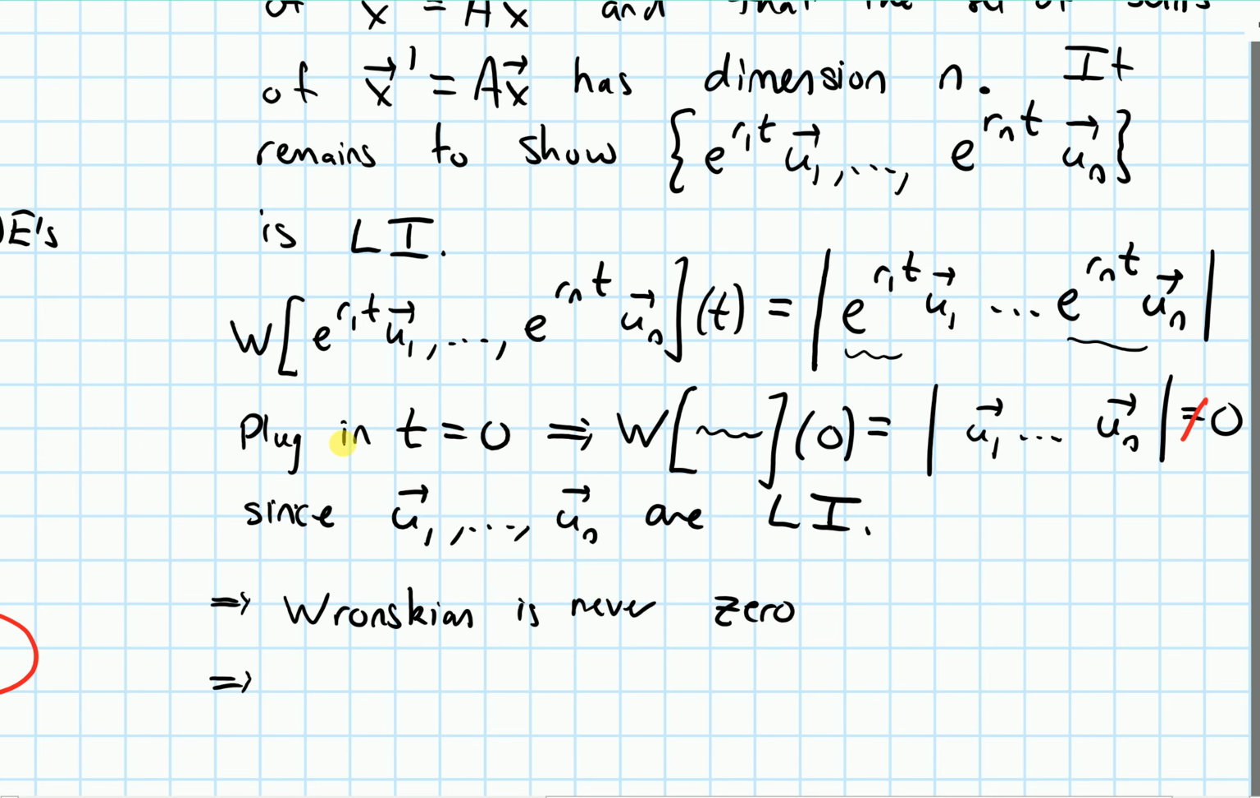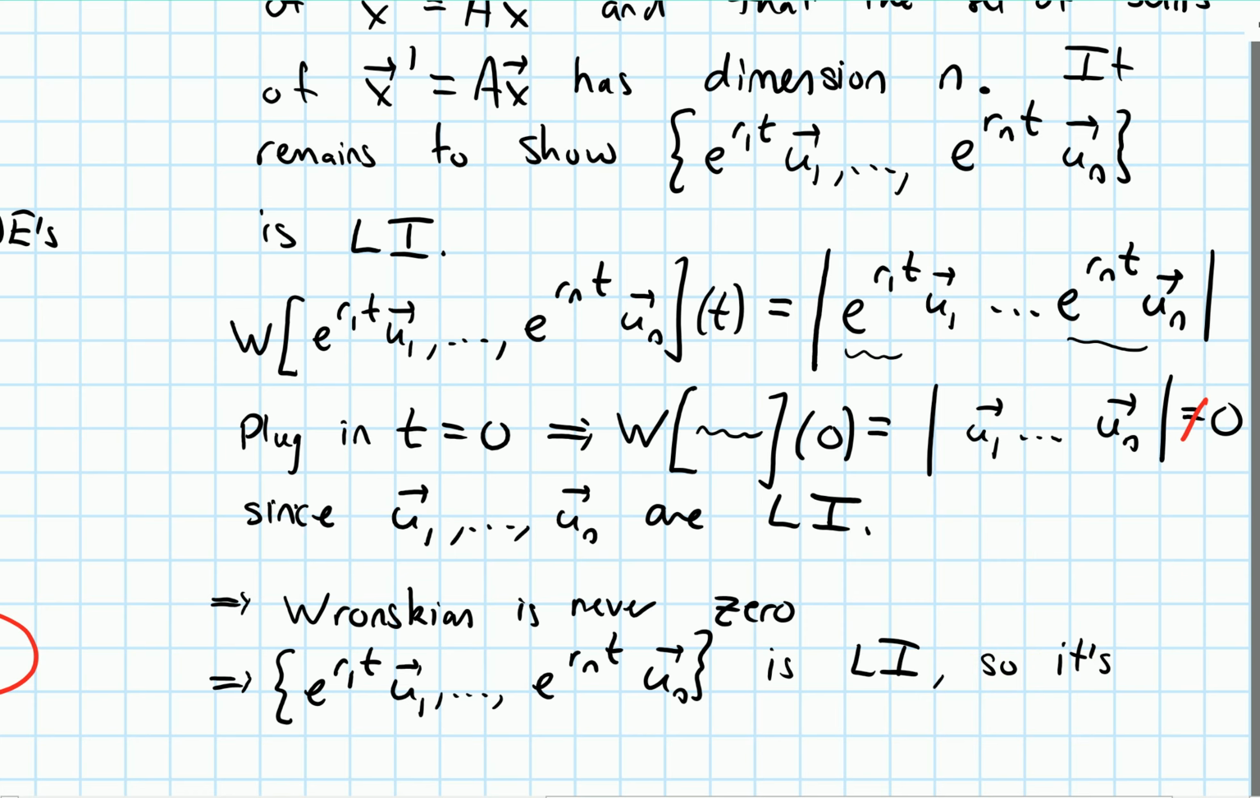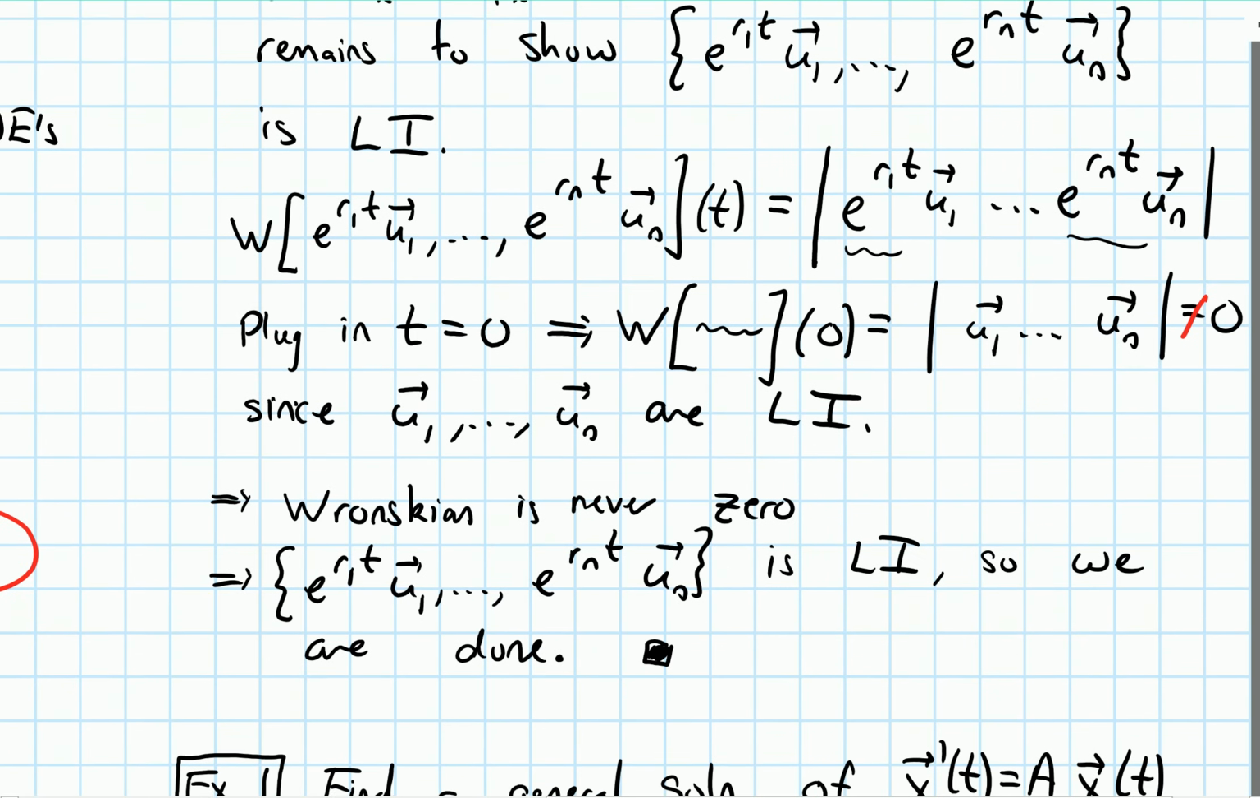And because the Wronskian is never 0, our set of solutions, e to the r1t u1, up to e to the rn t un, is linearly independent. And that's what we needed to show for it to be a basis. So we are done. We wanted to show that these n vectors were linearly independent because that shows it's a basis, and now we've done that. Alright, so let's do a quick example, and I'll end the video with this.